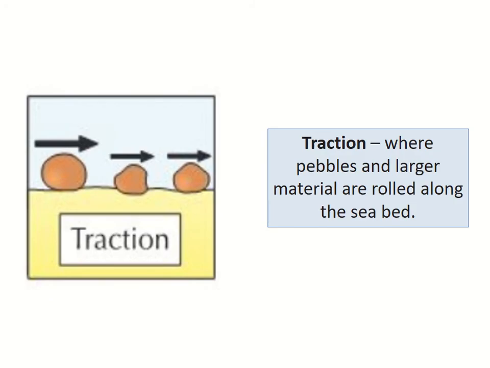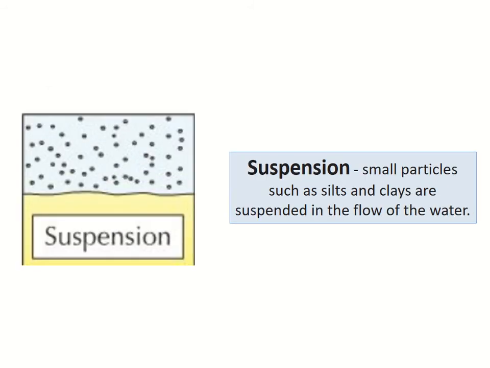So the first one is traction, and that's where pebbles and larger material are rolled along the seabed. So say we have a large chunk of rock that has come off a cliff, that is then rolled along the seabed via traction and moved to somewhere else.